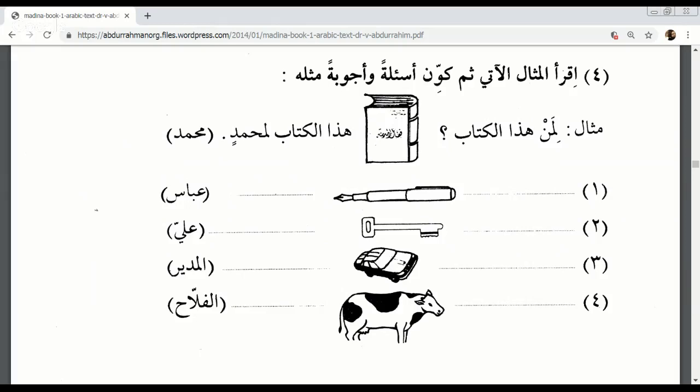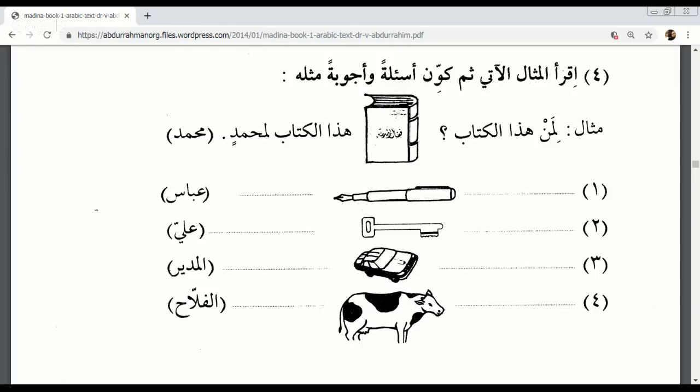لمن هذا القلم؟ Good. هذا القلم لعباس. Exactly, very good. لمن هذا القلم؟ هذا القلم لعباس. Excellent. Whose is this pen? This pen belongs to Abbas. Well done. And go ahead, Aisha.